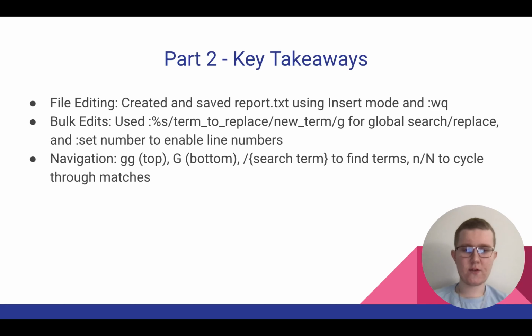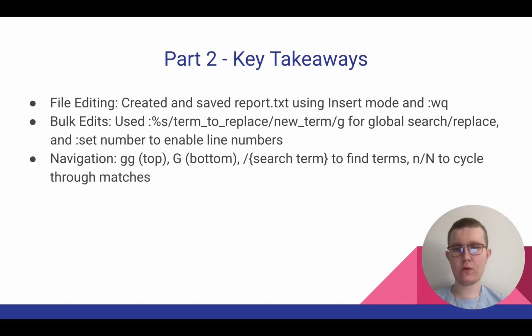Okay, so some key takeaways for this video. What did we just do? What did we really go over? So the demo makes a little bit more sense, and we've got it all in one place. So for file editing, we created and saved a document called report.txt, a text file, using insert mode. And we saved and quit using :wq, the command we went over in the previous video. For bulk edits, we use the command :%s, and then whatever term you want to replace with the new term, /g for global search and replace, and we use :set number to enable line numbers.